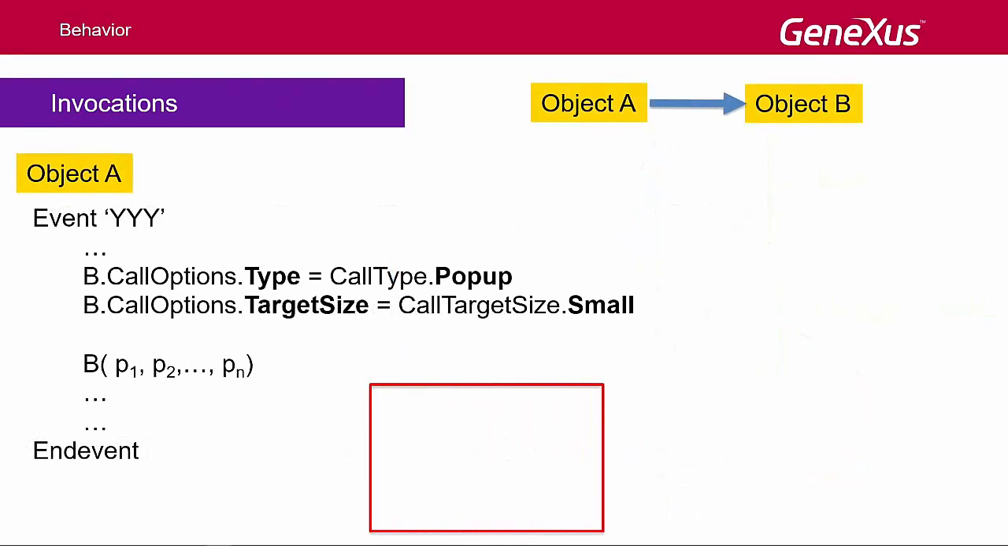Regarding popup and callout, let's see the popup type. If the target size is not changed, it will take the same screen area as the caller. Otherwise, it will take the area configured in target size. If one of the invocation parameters is an output parameter, the dialog will be modal. That is to say, the caller will wait for the return of B's execution to continue. If none of the parameters is an output parameter, the dialog will be non-modal.